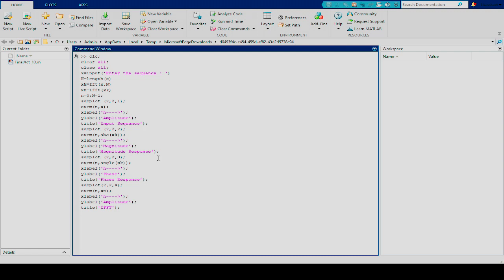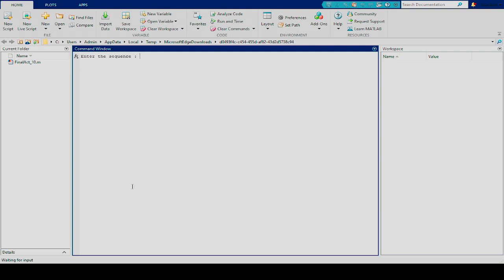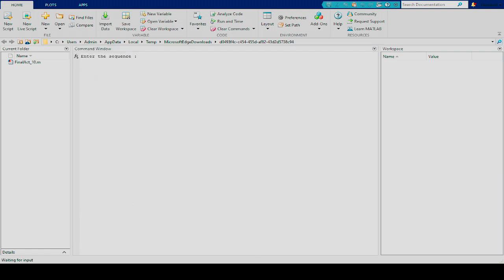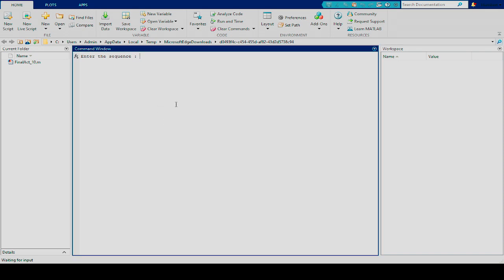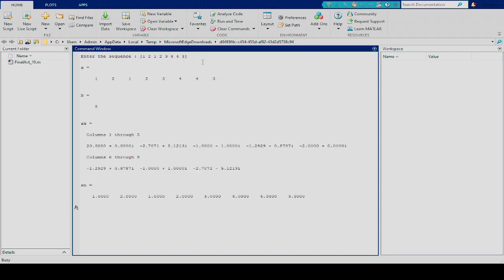For task 5, let's run. Wait, let me get the input. 1 2 1 2 3. Let's paste the inputs and the sequence: 1 2 1 2 3 4 4 3.